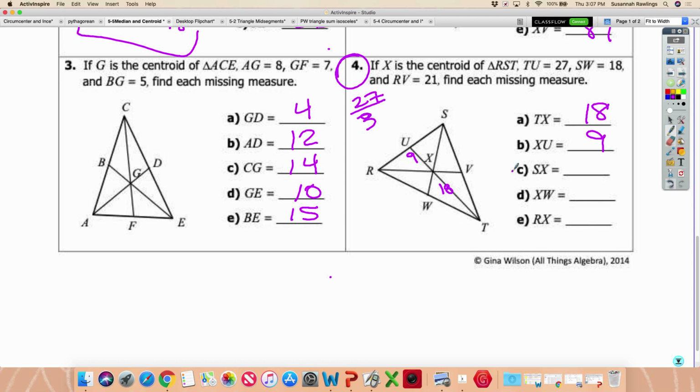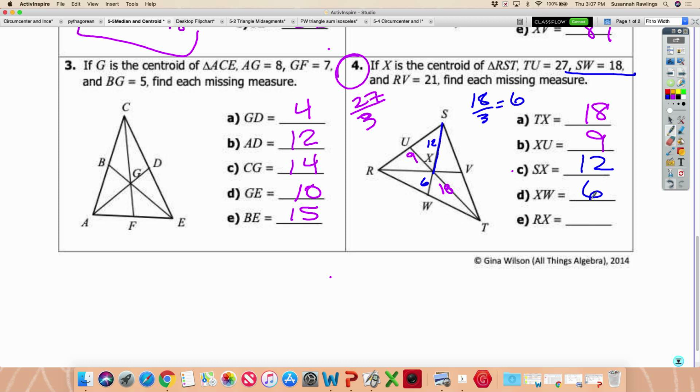Next one is dealing with SX. Let's find that. So that's going to be this median, SW. It tells me SW, the whole thing is 18. How would I find the 1/3 part? 18 divided by 3 gives me 6. That is the smaller piece. That's the 1/3. How would I find the bigger piece? Double it, which is 12. So SX is 12, XW is 6.